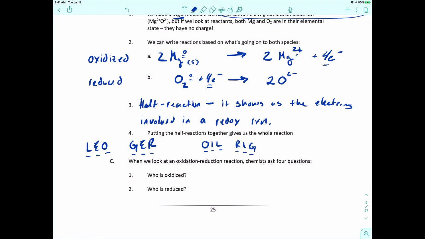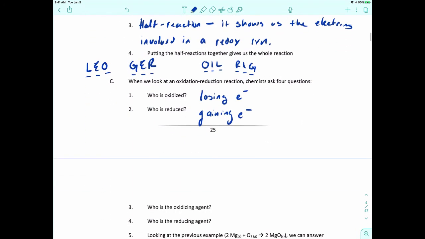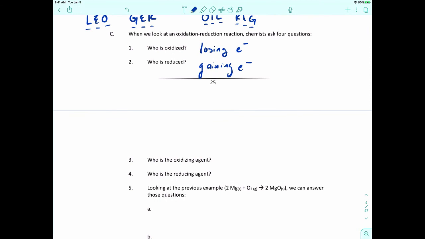That's cool. Now, every time we look at an oxidation-reduction reaction, we ask ourselves 4 questions. Who is being oxidized, meaning who's losing electrons? Who is being reduced, meaning who's gaining electrons? Who is the oxidizing agent? And who is the reducing agent? The oxidizing agent is the species that accepts electrons and causes a species to become oxidized.